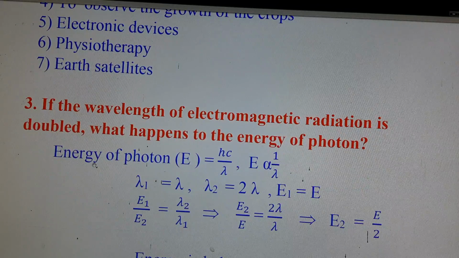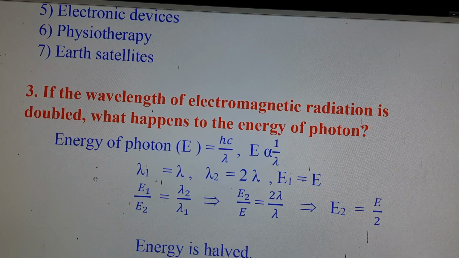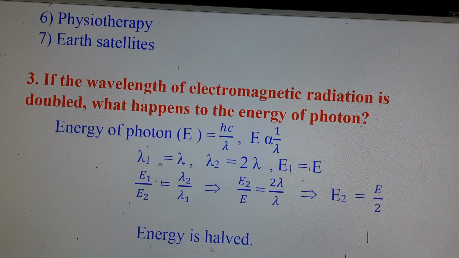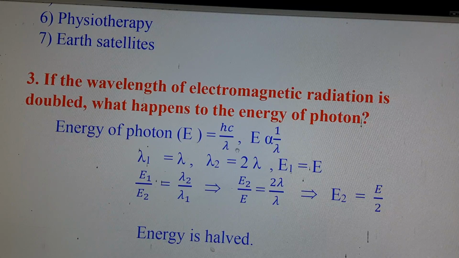These are all of the uses of infrared rays. And the third one: if the wavelength of electromagnetic radiation is doubled, wavelength means first wavelength is lambda, and when the wavelength is doubled, it means 2 lambda. So lambda 1 is equal to lambda, lambda 2 is equal to 2 lambda. What happens to the energy of photons? So energy is equal to the formula h nu. So E is equal to hc by lambda, the relation between energy and wavelength. So E is proportional to 1 by lambda.